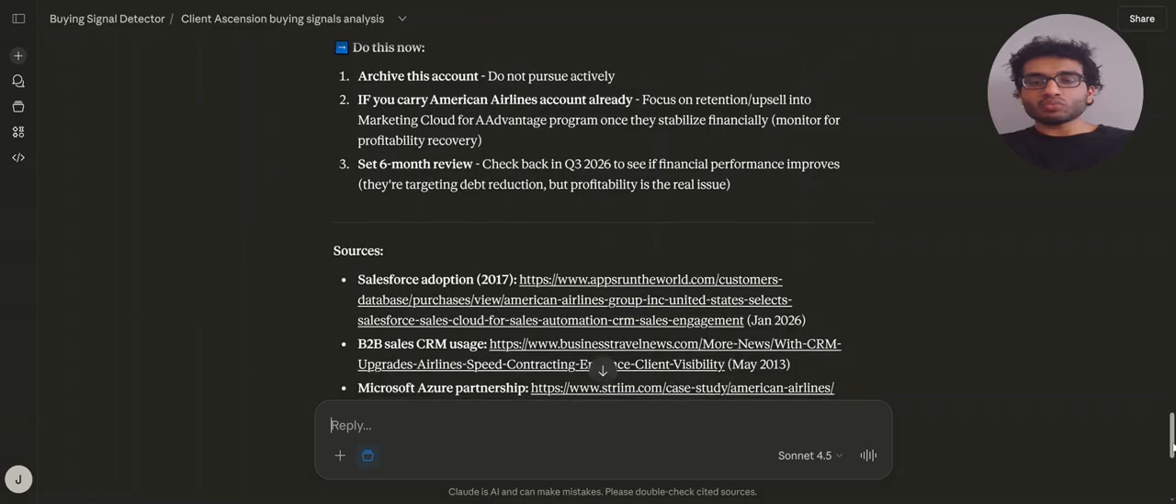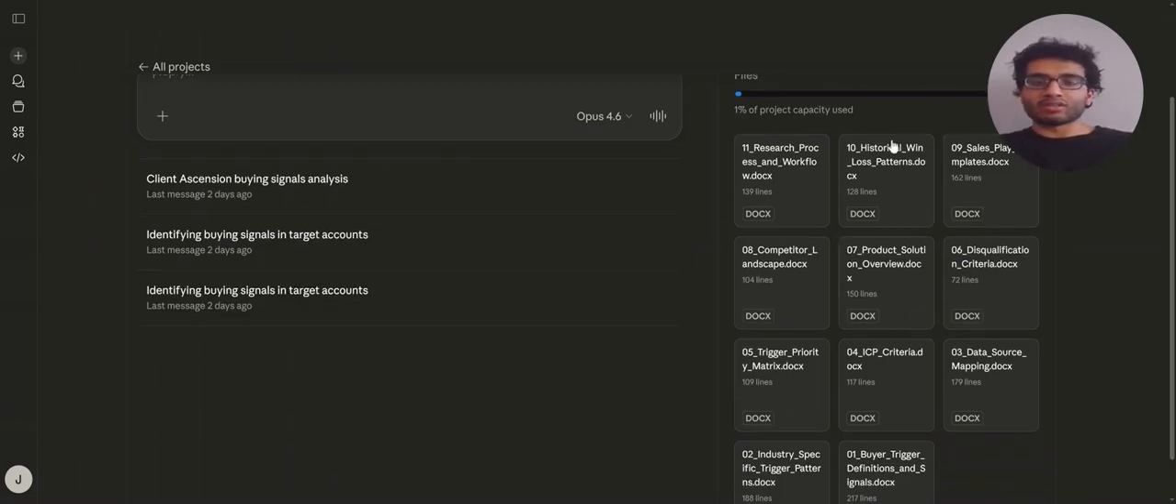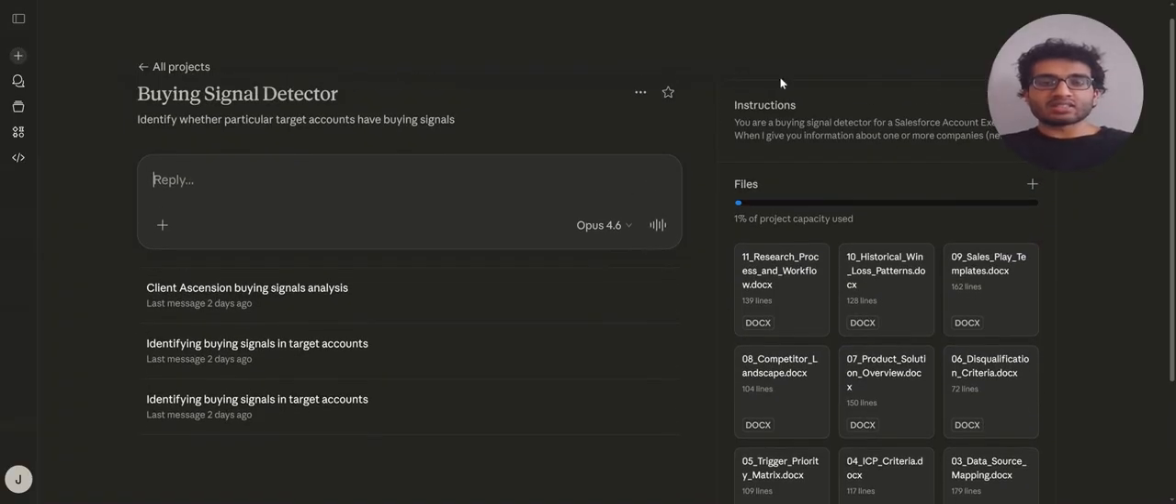Now I'm going to walk you through how exactly I did this. The important thing to remember here is that the key is you have to have good knowledge. This is fundamental knowledge that gets fed into the model. I'm using Opus 4.6, and it's discussed in the prompt, the system's instructions right here.